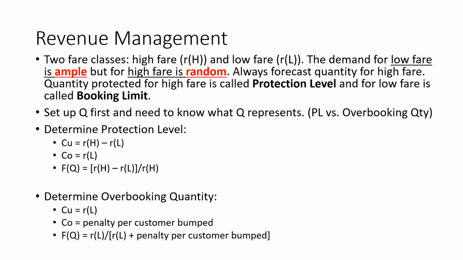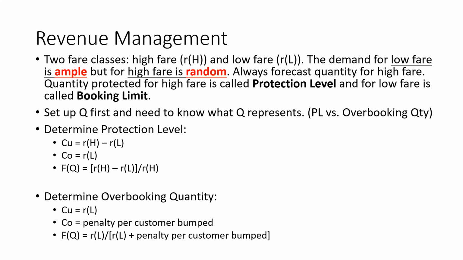Or in some overbooking situations, your no-shows are random, either in Poisson distribution or normal distribution. So your high fare is random. Always forecast the quantity for high fare. Something random you need to forecast; otherwise you don't have to forecast it. Quantity protected for high fare is called protection level, and for low fare is called booking limit.